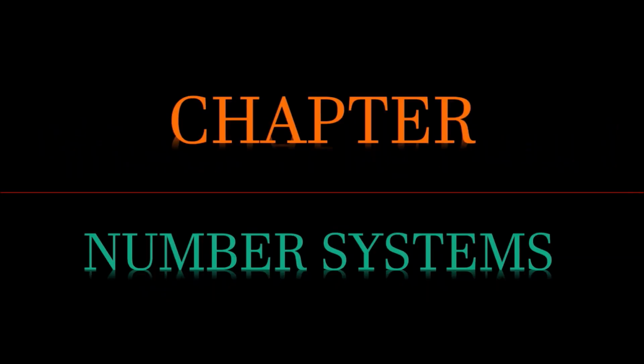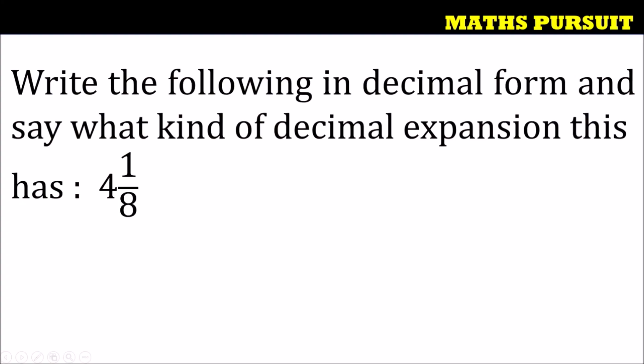Today we will look into the questions from the chapter called Number Systems. The given question is, write the following in decimal form and say what kind of decimal expansion this has. And the given number is 4 1 upon 8. So let us find out what type of decimal expansion this given number has.